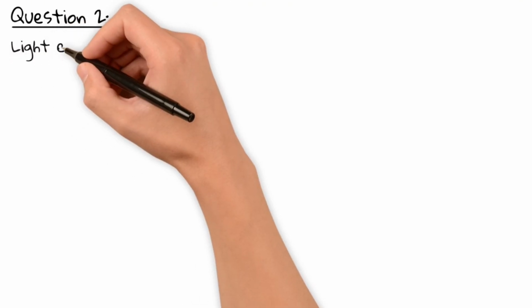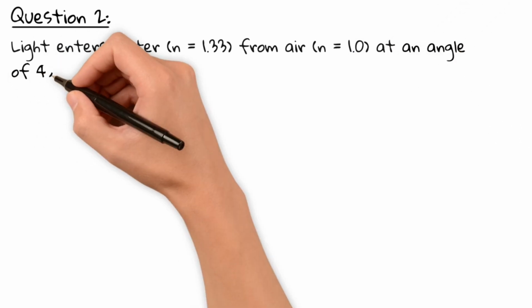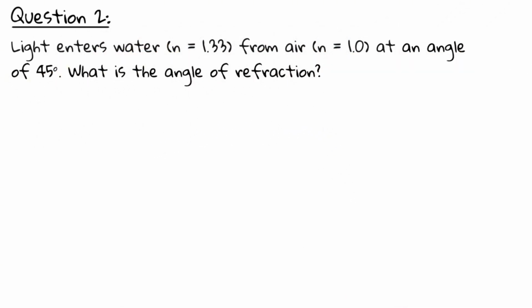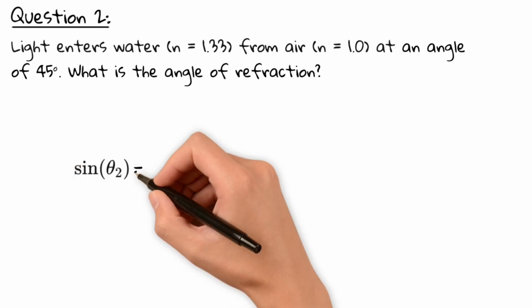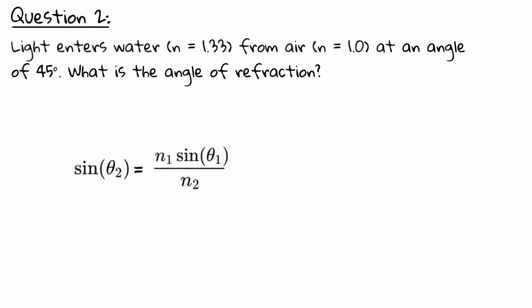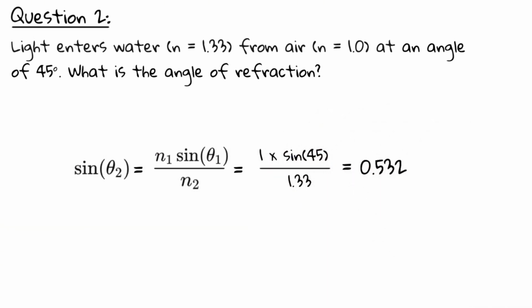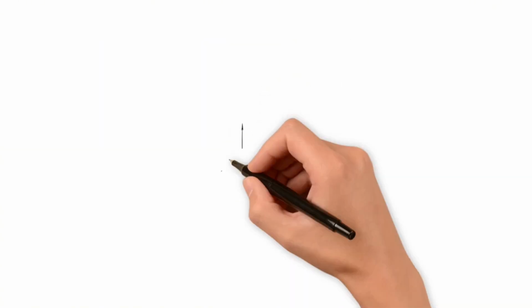Question 2. Light enters water with refractive index of 1.33 from air with refractive index of 1 at an angle of 45 degrees. What is the angle of refraction? Pause the video and give it a try. To answer this, we simply use Snell's law and substitute the values. Finally, we use inverse sine to get the angle of 32.1 degrees.